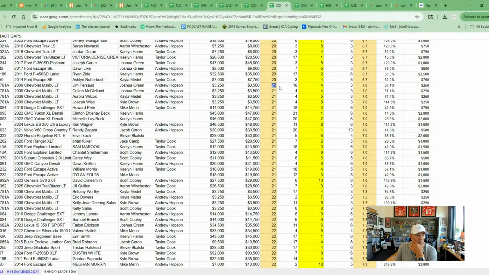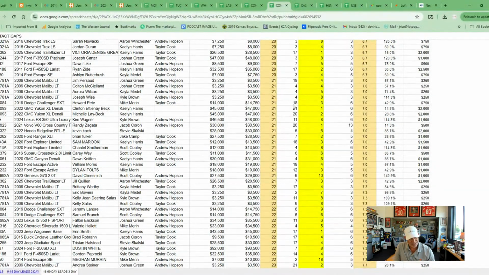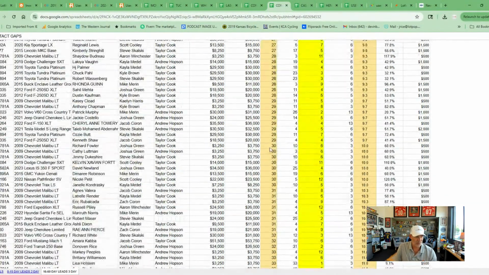Easy math. If it's a 21-day-old lead, divided by 3, I should have reached out 7 times, but we've only reached out 4 times, hitting 57% of the follow-up on that particular lead. If I have a 30-day-old lead, I should have reached out 10 times, but we've only reached out 4 times, hitting 40% of that goal.